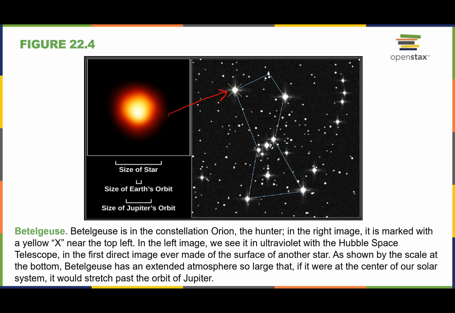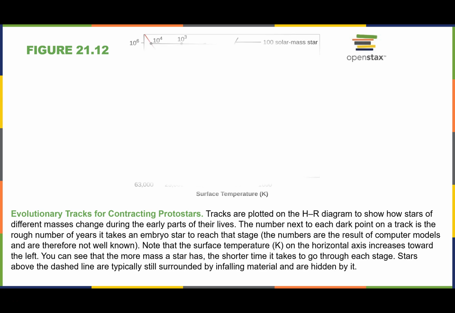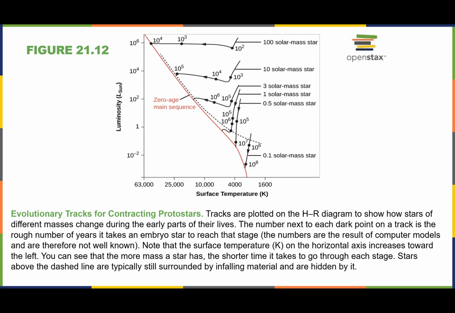Actually, if it were here in our solar system, it would have the volume out to Jupiter. That's not good. So this was a slide I showed in the previous part, where we're talking about these protostars, remember?